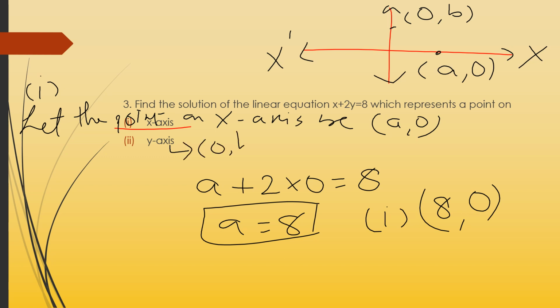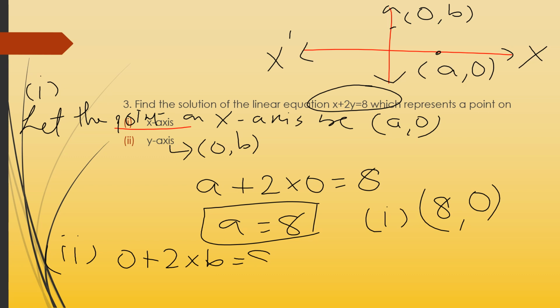(0, b), suppose b. For the second part, substitute the same value of the y-axis, that means (0, b), in the equation. So x is 0 plus 2 into b is equal to 8, which gives you the value of b as 4. So for the second part, the answer will be (0, 4). Here is your solution for the second part.